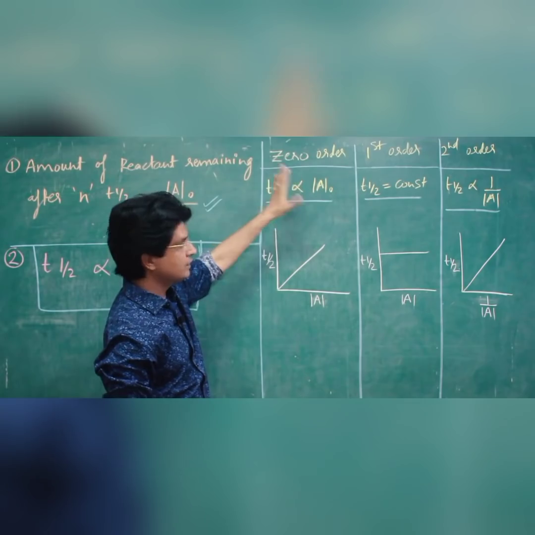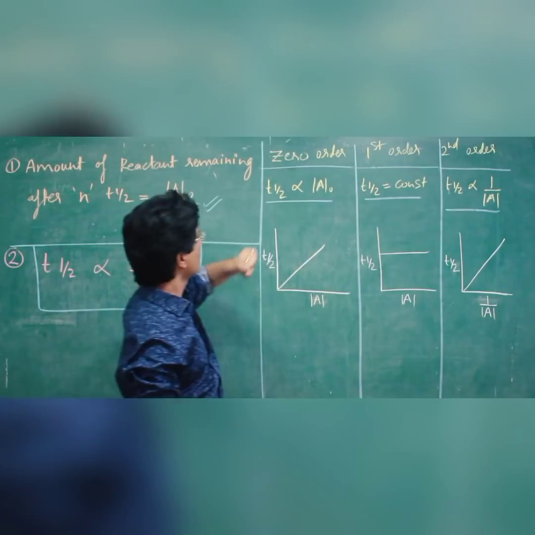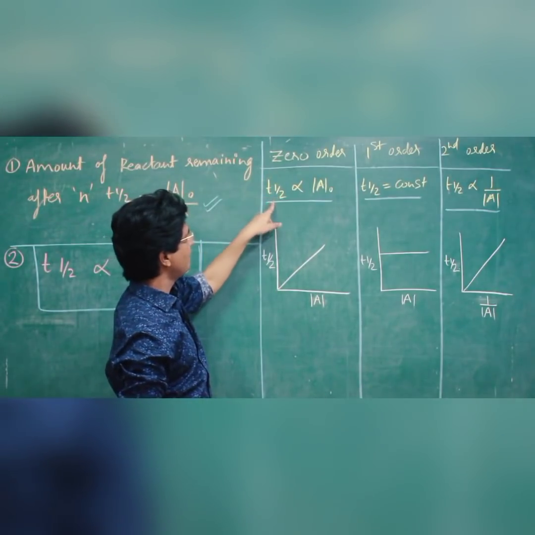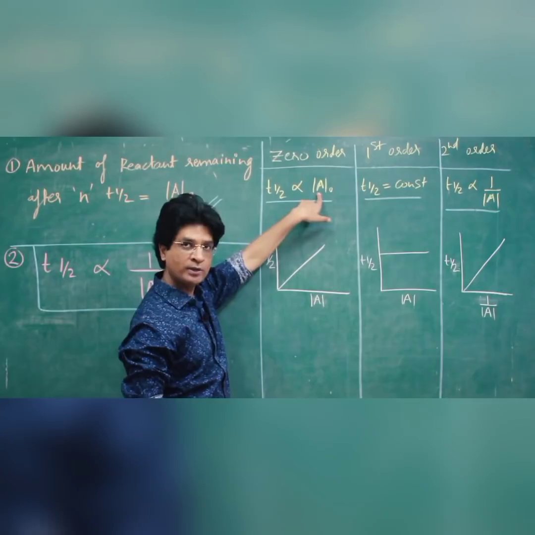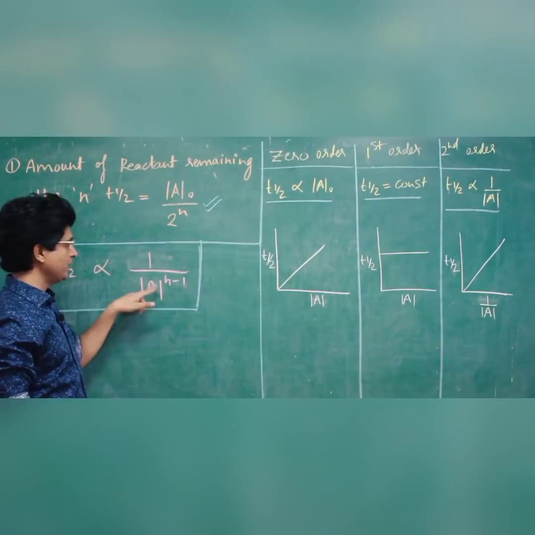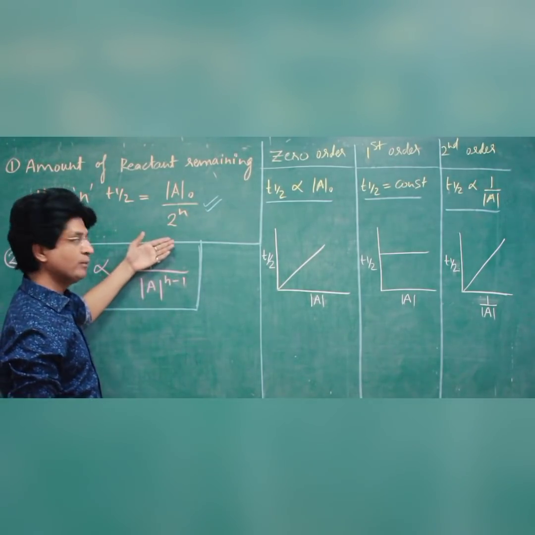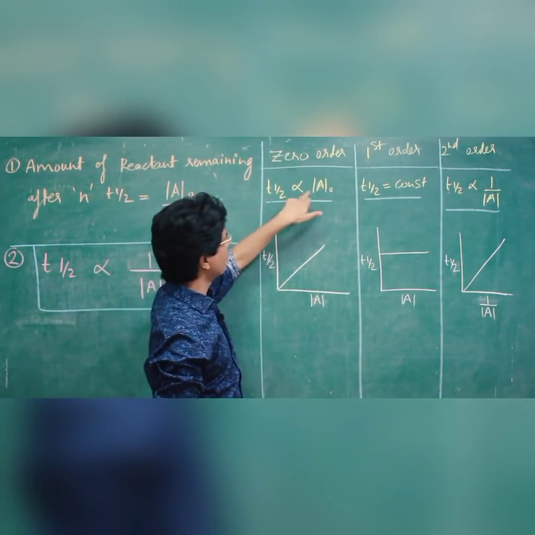So I have divided the orders like zero order, first order and second order. For a zero order reaction, half-life is proportional to A naught, the initial amount. When you put 0 over here, this will be A to the power of 0 minus 1, that is A to the power of minus 1. This will move up. So half-life is proportional to A naught.